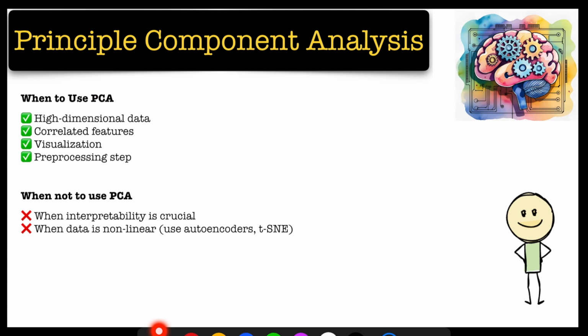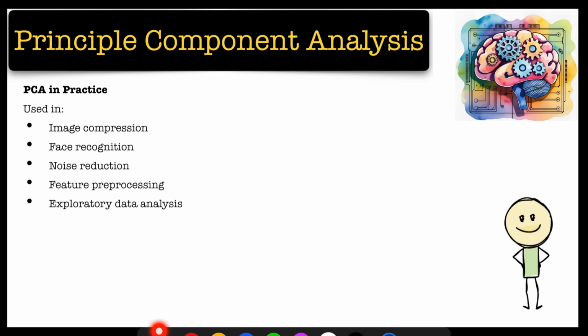Now, when to use PCA and when not to use PCA? We use PCA when we have high dimensional data, the features are correlated, we need to visualize the data, and we are doing a pre-processing step to convert from higher dimensions to lower dimensions. When not to use PCA? When interpretability is crucial, or when data is non-linear, then we cannot use principal component analysis. Finally, there are multiple applications of PCA. It's used in image compression, face recognition, noise reduction, feature processing, and various exploratory data analysis.